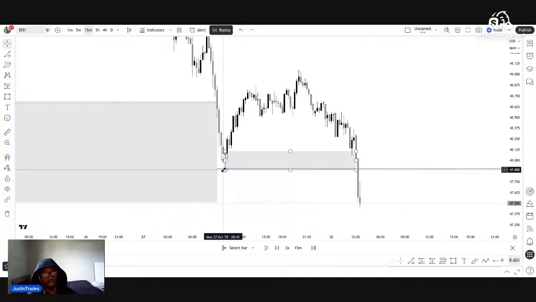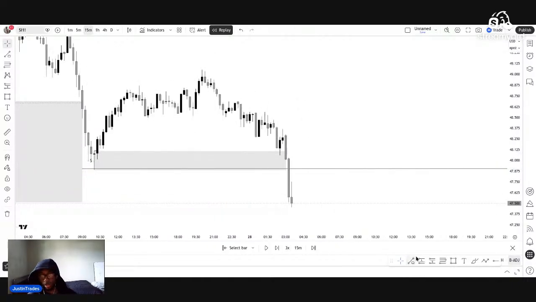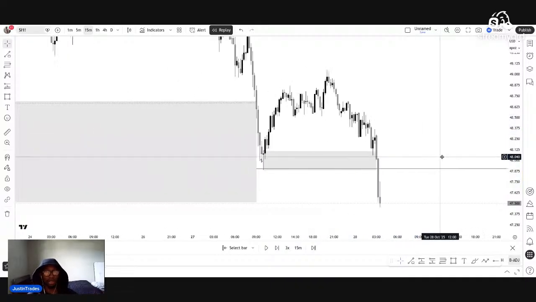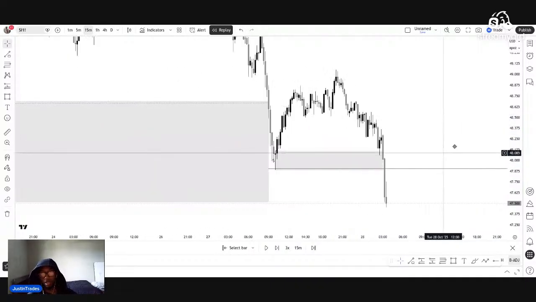Because let's just say, oh, this is a demand zone of sub liquidity, I'm going to just enter here. Guess what? You would have been stopped out. Simple as that. That's why you see what price is doing.